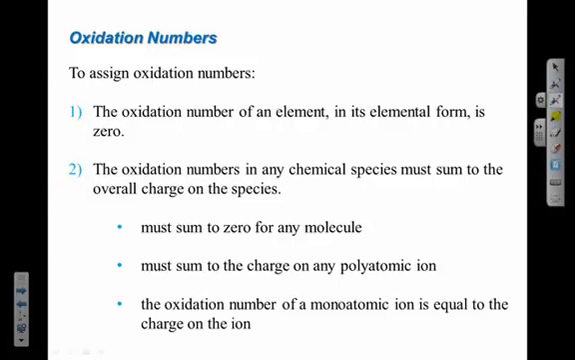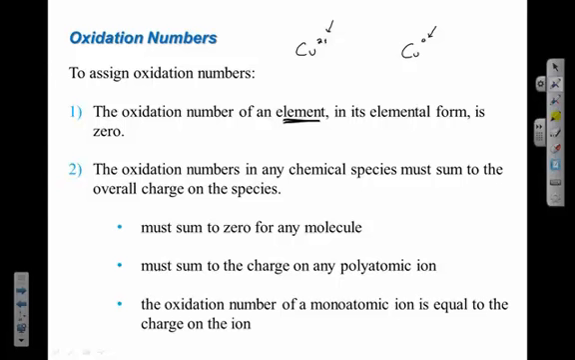One rule is that whatever the charge is on an atom or a compound, that has to be the sum of the oxidation numbers. So what that breaks down to is, if I have an individual element, if it has a charge, that's also its oxidation number. If I have an individual element with no charge, that's also its oxidation number. So if the element is by itself and it's not bonded to anything, that's pretty straightforward. Whatever its charge is, that's its oxidation number.